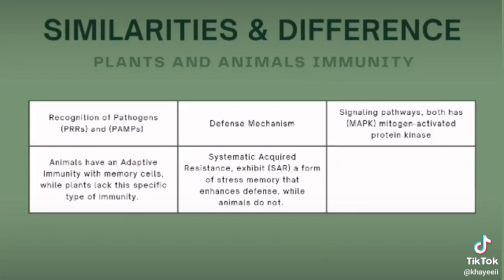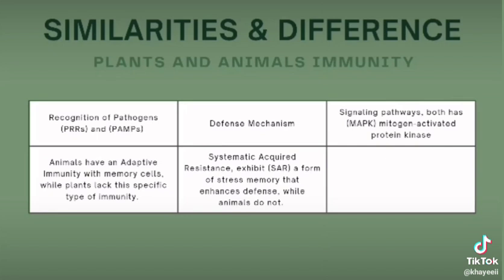Let's start with the similarities. Both plants and animals have developed ways to fight off microbes like bacteria and viruses. Even though they're different creatures, their immune systems seem to have evolved separately but in response to the same kinds of challenges. Scientists call this convergent evolution, which is when different organisms come up with similar solutions to solve the same problem.